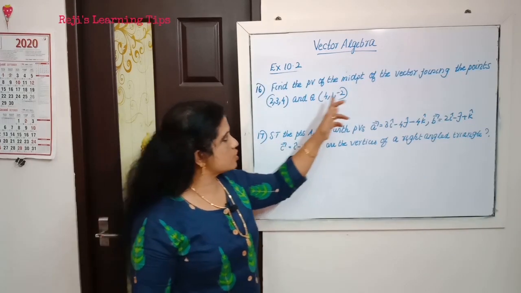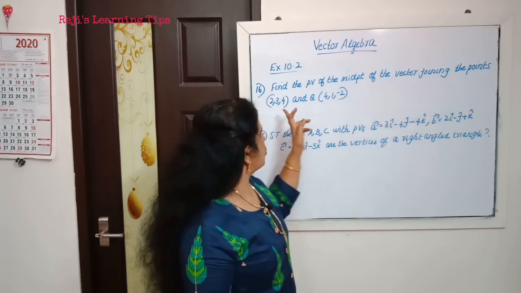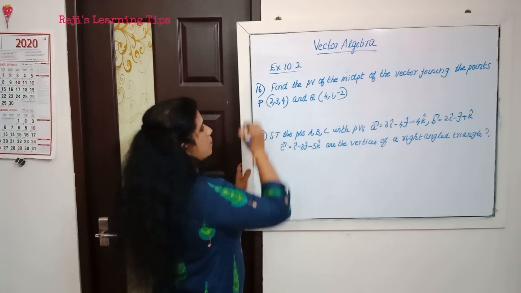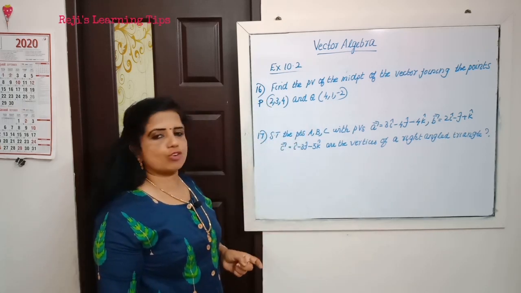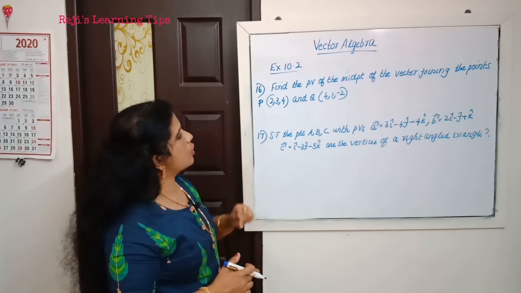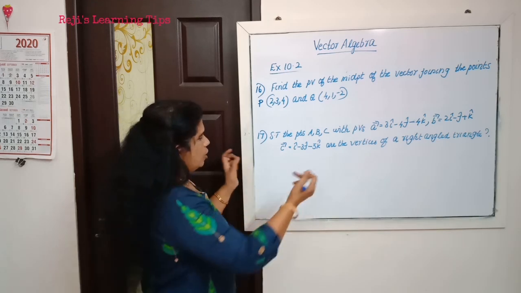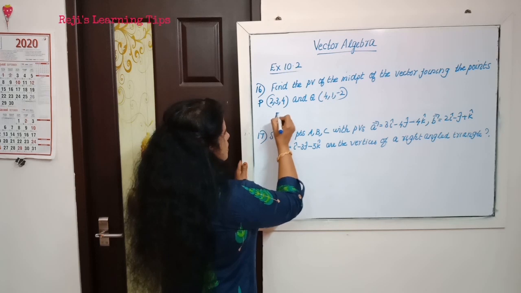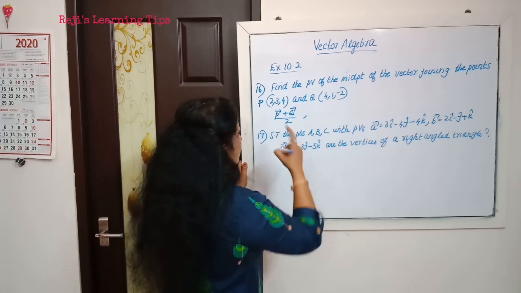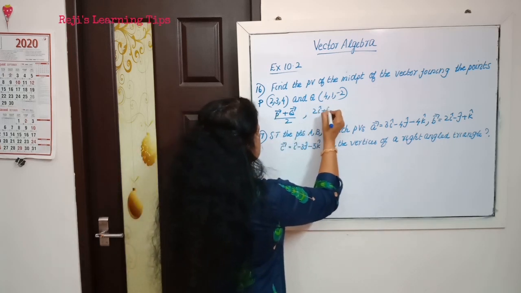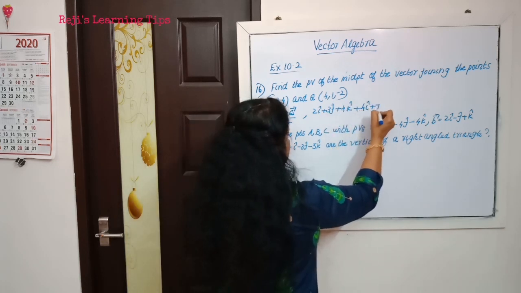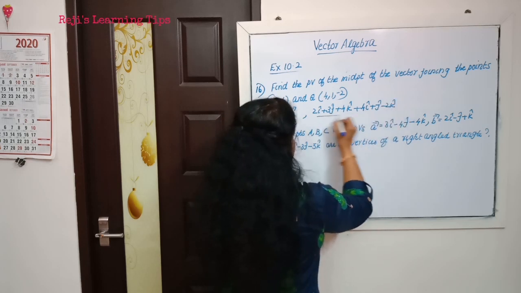Then the 60th question. Find the position vector of the midpoint of the vector joining the points P 2, 3, 4 and Q 4, 1, minus 2. How can we find it? The midpoint we can find by vector p plus vector q divided by 2. Vector p is 2i cap plus 3j cap plus 4k cap, and Q is 4i cap plus j cap minus 2k cap, divided by 2.